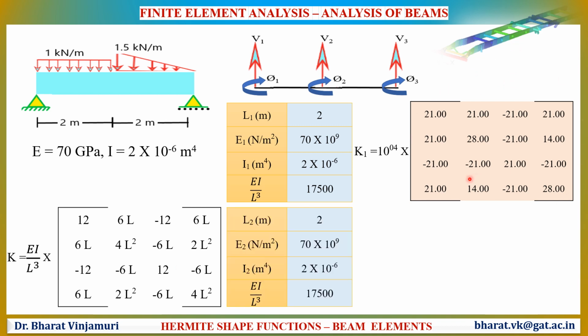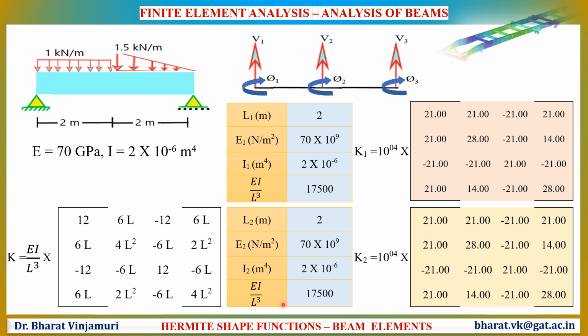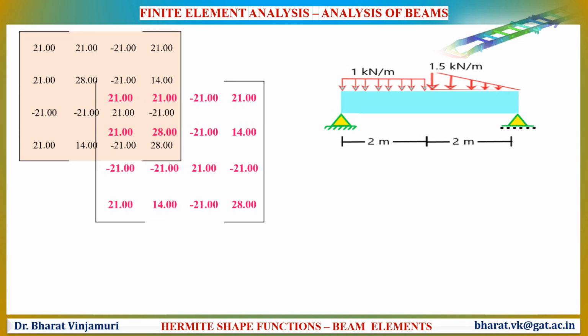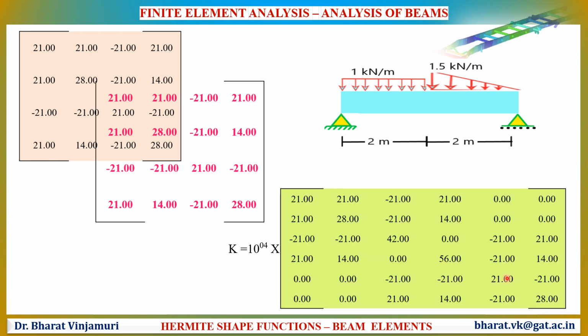Similarly, by substituting the values as shown in this table in the stiffness matrix equation, we will be able to determine the values of second stiffness matrix. By assembling the stiffness matrices, we will be determining the global stiffness matrix. The global stiffness matrix of this structure will be given in this equation. This will be the global stiffness matrix, and this stiffness matrix will be used to determine the unknowns.